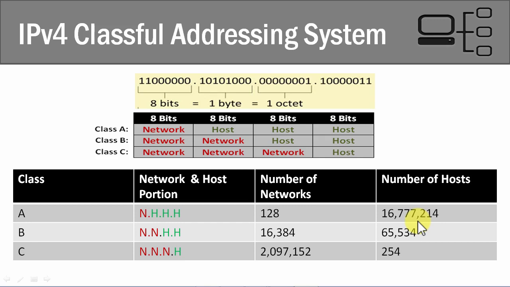And what happened is that this was really inefficient. I mean, if you look at the difference, you could have a Class A network where they're going to give you almost 17 million addresses. And the next step down was a Class B where you can only have up to 65,000. So there's a huge discrepancy here. And then the difference between here and here, 65,000 down to 254.